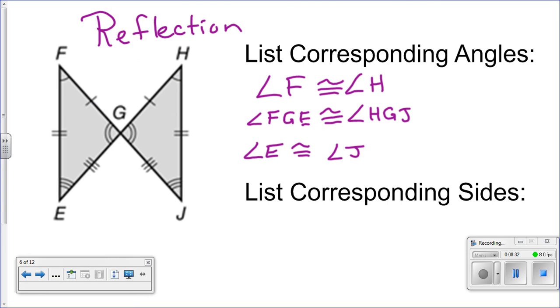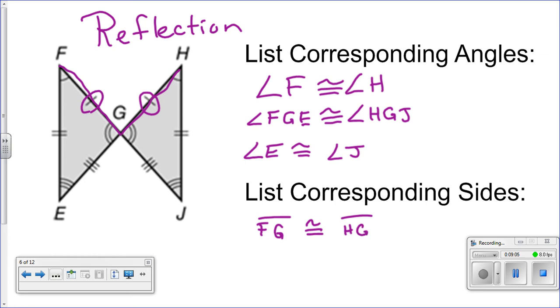Okay, let's take a look at corresponding sides. So I'm going to take a look at this side right here. Notice it has that single dash in it. What does that go with? Well, it goes with this side over here. So we're going to say line segment FG is congruent to line segment. Now be very careful. If I use the F first here, then what goes with the F on the other triangle? Well, that would be H. So this would be HG.